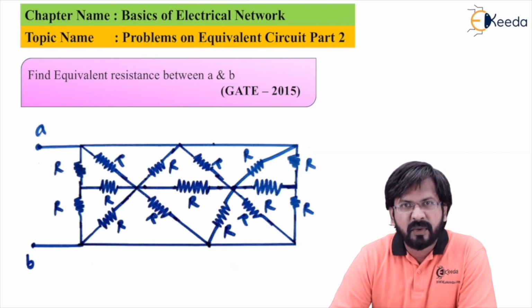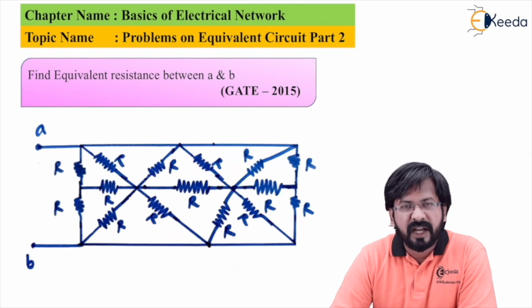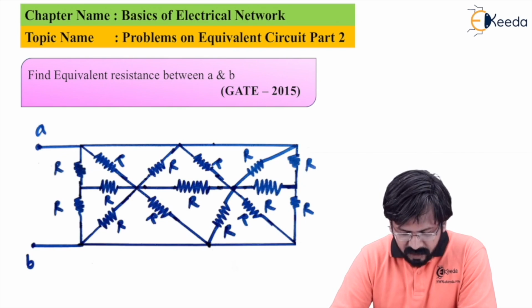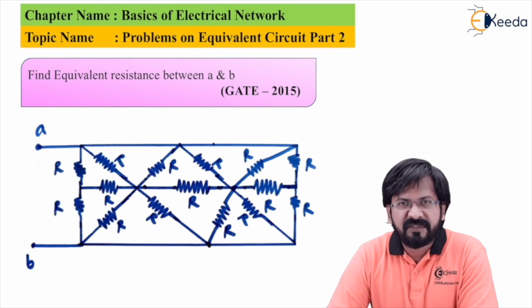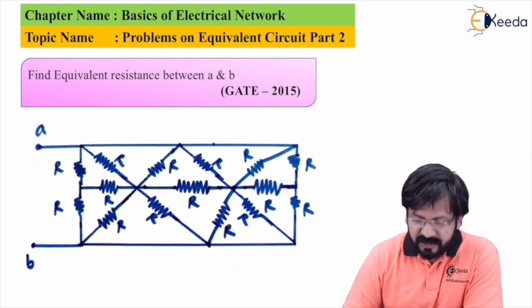The problem statement you can find on your screen. They are asking you to find an equivalent resistance between A and B, and as you can see, the resistive network is given to you, which right now appears to be complex. Believe me, even though in GATE problems the problem appears to be complex, most of the problems are easy to solve. Let us see how to deal with this.